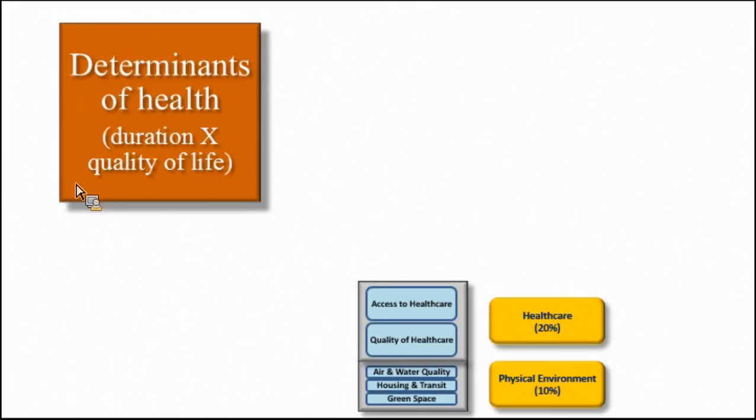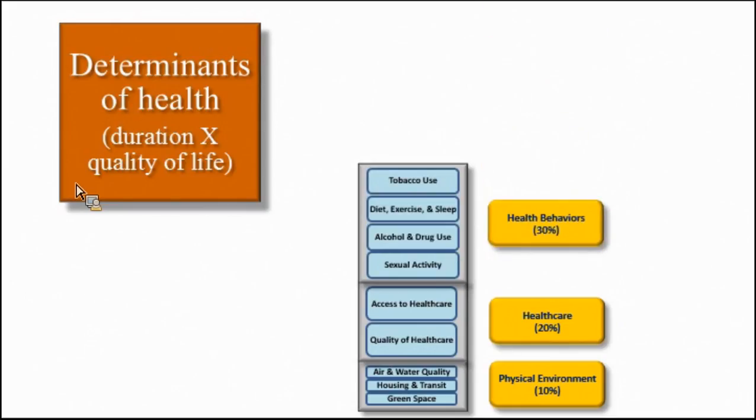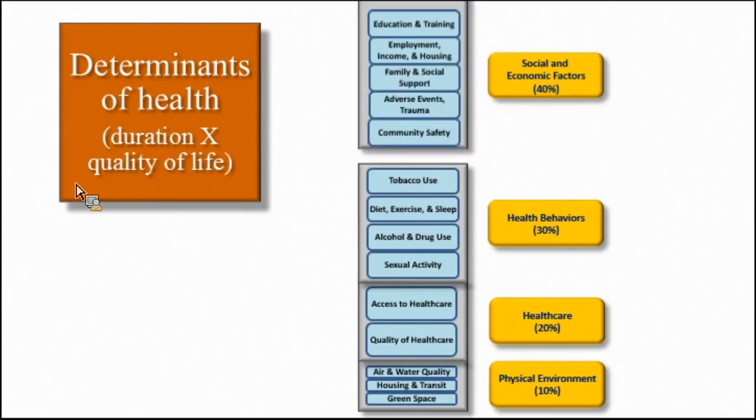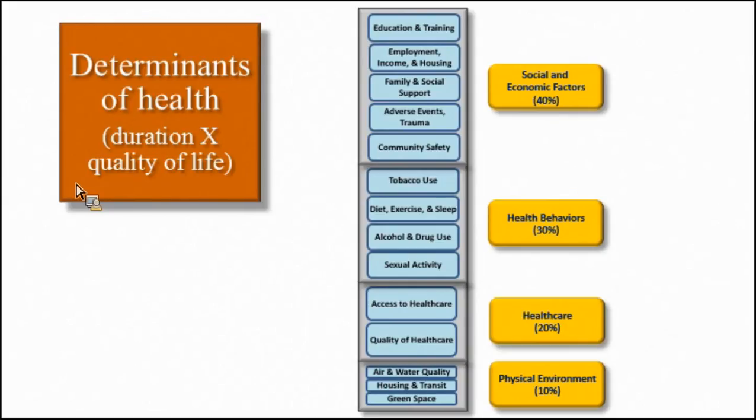20% are the $3 trillion we spend a year on healthcare, and those are driven by the access to care and the quality of the care delivered. 30% are what our patients do: things like smoking cessation, diet, exercise, sleep, doing what your mother told you, alcohol, drug use, and sexual activity, et cetera. And a whopping 40% are the social and economic factors, such as education and training. You can read those up there, hopefully.